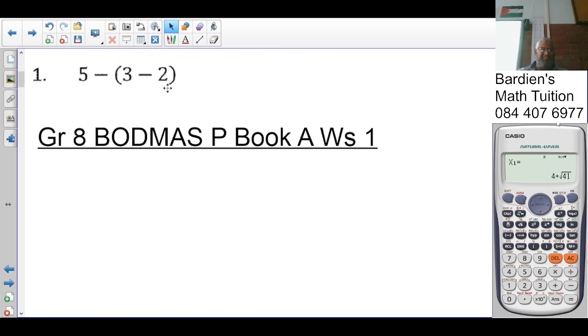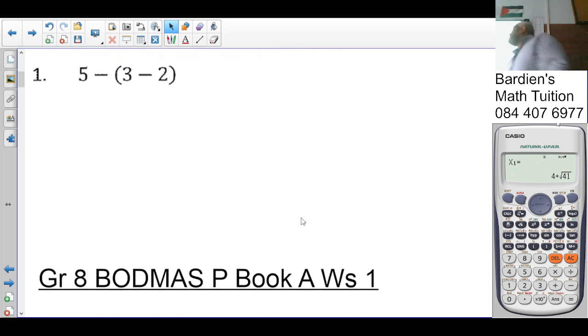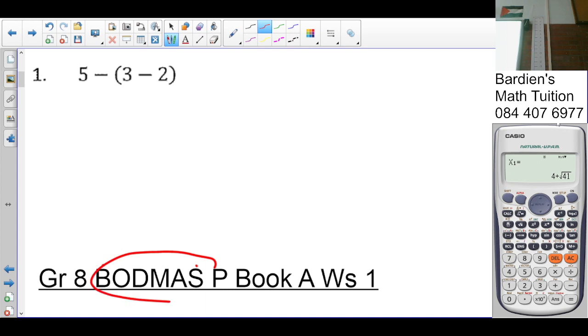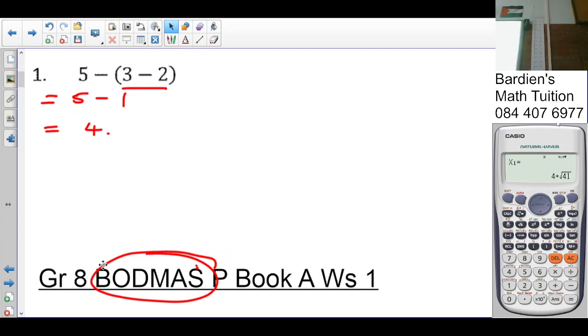Okay, so number 1 says you have 5 minus open brackets 3 minus 2 close bracket. So what needs to be done first according to Bodmas here? So we have brackets and we have subtraction. So what must be done first? I'm always going to refer to this here. So it's going to be brackets first. So it's going to be 5 minus, what's 3 minus 2? 1. Okay, now we got the subtraction. And what is 5 minus 1? 4. Do you all understand? Any confusion? You must let me know when I'm going to pause.